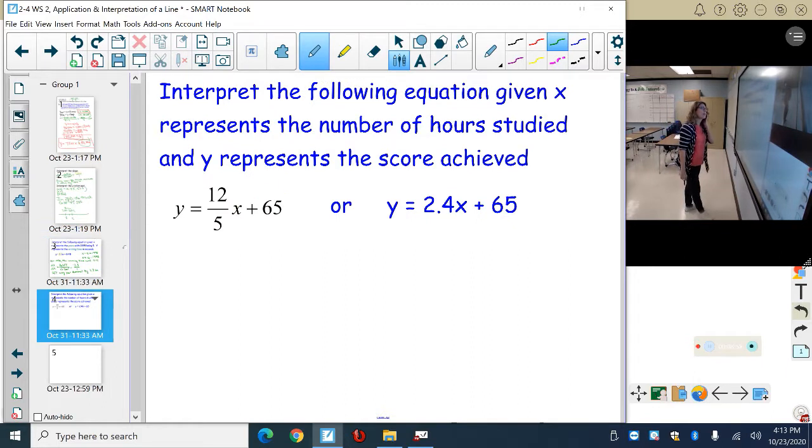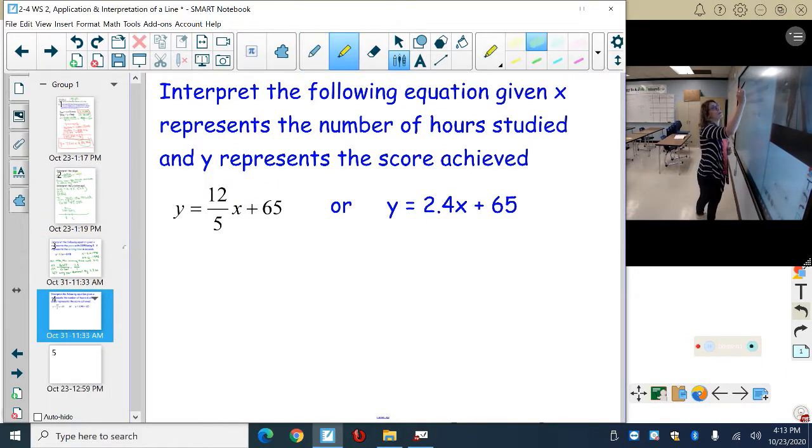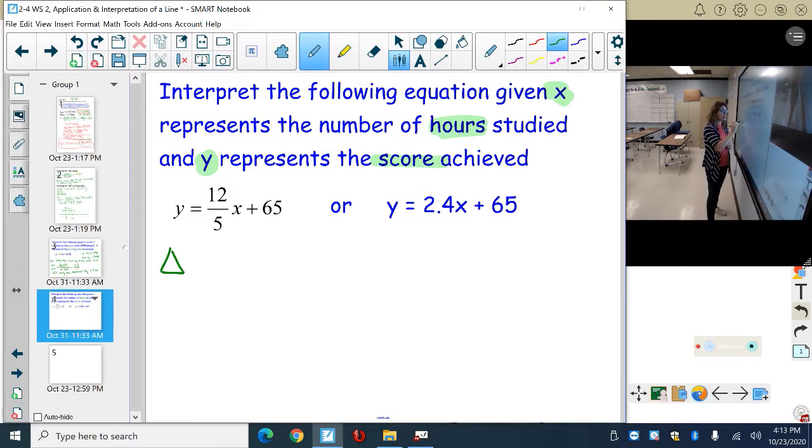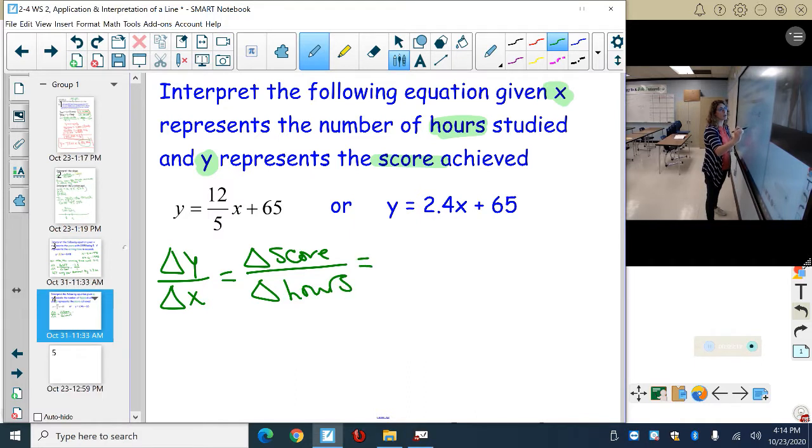Okay? Same concept, interpret the following equation given x represents the number of hours. So x is hours and y represents the score. So that's the change of y over the change of x. Y is the change of your score over the change of your hours. And that is going to be, ooh, we have two different ones here. We have the decimal or we have the fraction. So 12 over 5, which is the same thing as 2.4 over 1.